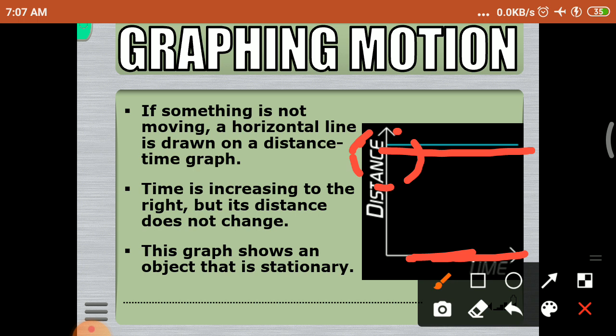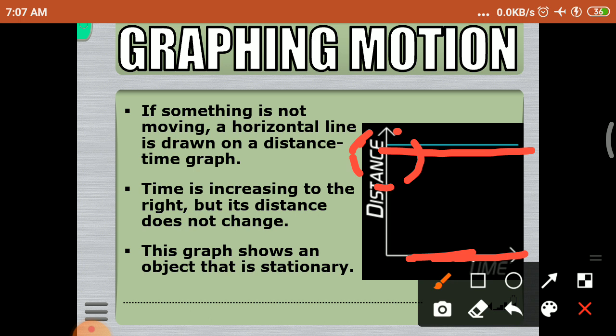For example, if you take any object, the position of the object at 8 o'clock is at the same place, at 9 o'clock also the same place, at 10 o'clock also the same place. Here the time is increasing but the position of the object does not change. So for such readings, if you plot a graph you will get a horizontal line. From this horizontal line, we can say that the object is stationary.